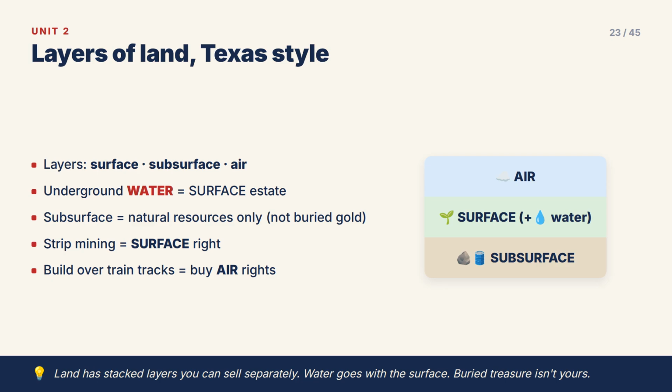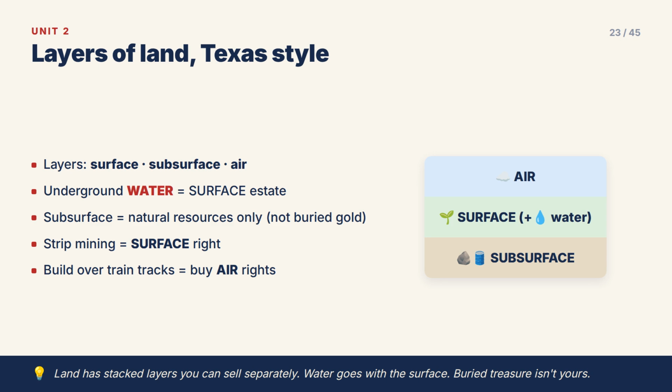Land comes in layers: surface, subsurface, air, and splitting them is called lateral severance. Texas quirks: underground water belongs to the surface estate. Subsurface rights cover natural resources only. Drill up buried gold artifacts and they are not yours. Strip mining wrecks the surface, so it counts as a surface right.